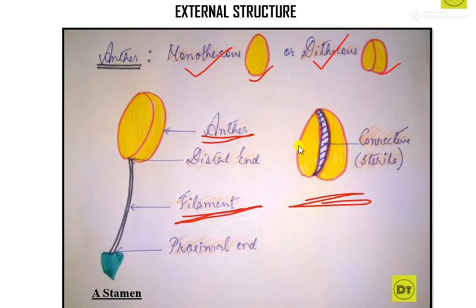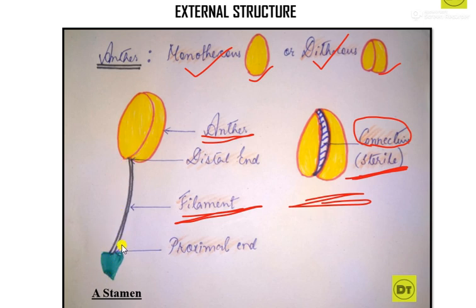Now see this diagram. What do you see here? We find here a dithecous anther. These are the two lobes, and in between the lobes you see a connection, a connective tissue. It is a strip of sterile tissue. Since it is sterile, it will not take part in the reproduction process. So the two lobes of a dithecous anther are joined by a sterile strip of tissue known as connective tissue.